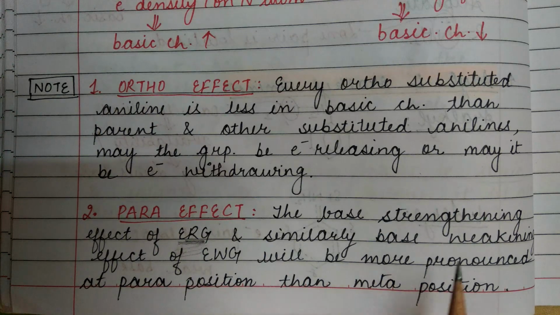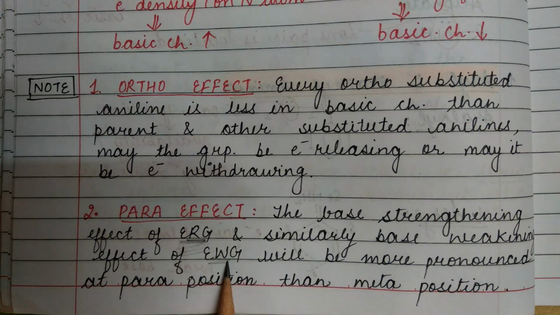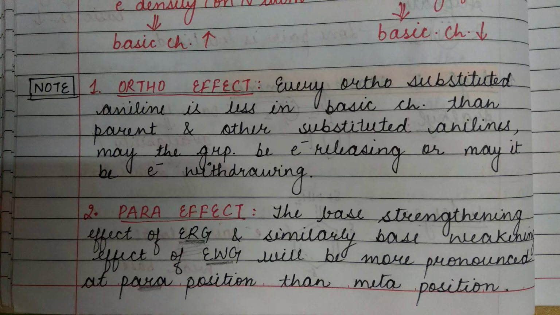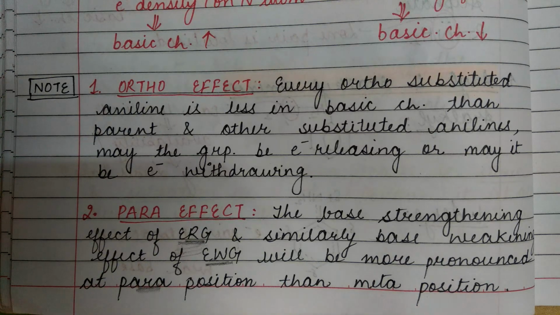Similarly, the base weakening effect of electron withdrawing groups will be more pronounced at the para position than the meta position. So if it is an electron releasing group, the para position will be more basic, and if the group is electron withdrawing, the para position will be less basic. So the effect of electron releasing and electron withdrawing groups is more pronounced at the para position than the meta position.